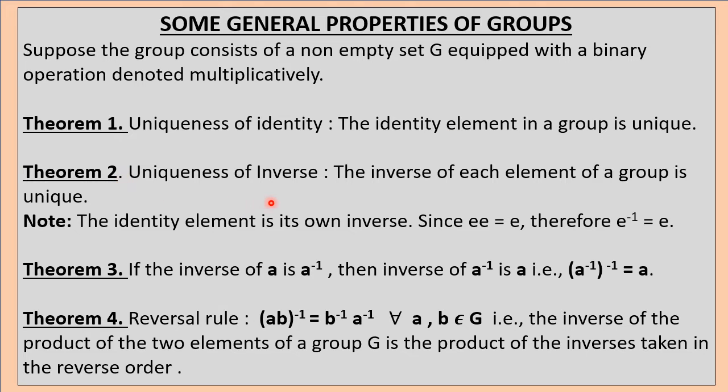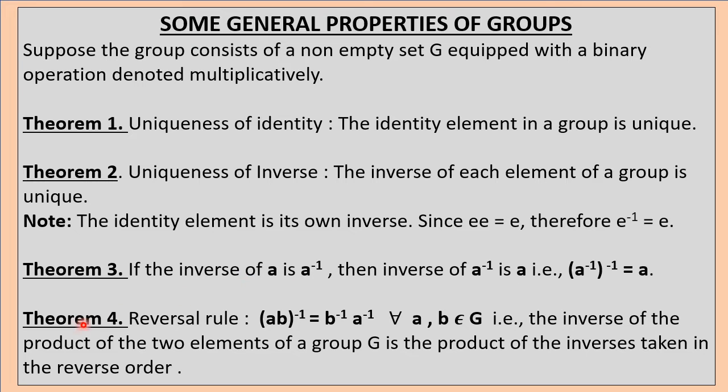Second one is uniqueness of inverse. The inverse of each element of a group is unique, which means that one element cannot have two inverses. Now here is a note: the identity element is its own inverse, since we know that EE is equal to E, therefore E inverse is equal to E. Theorem 3. If the inverse of A is A inverse, then inverse of A inverse is A. That is, A inverse inverse is equal to A.